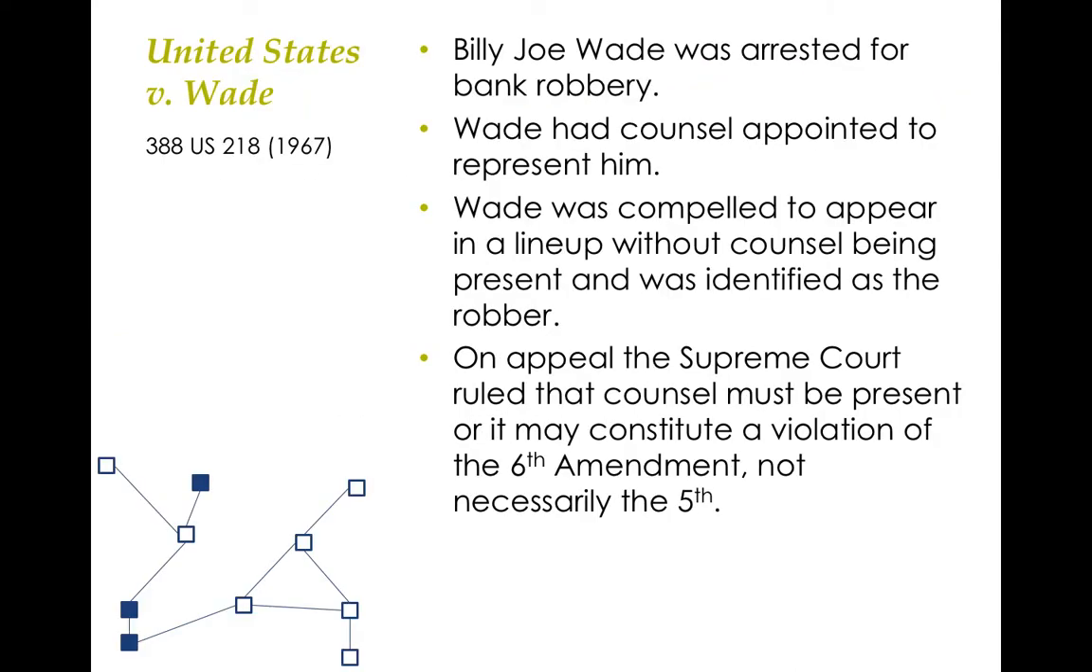So in U.S. v. Wade from 1967, Billy Joe Wade was arrested for a bank robbery. He had counsel appointed to represent him, and he was compelled to appear in a lineup without counsel being present. During this lineup, he's identified as the robber. On appeal, the Supreme Court said counsel must be present or it may constitute a violation of the Sixth Amendment, but not necessarily the Fifth Amendment. So it's more about his right to counsel than it was to his right against self-incrimination.